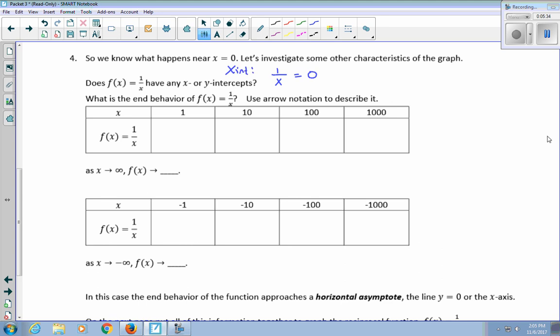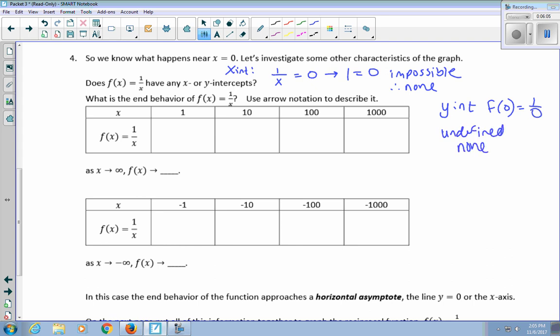Well, you'd have to multiply both sides by x to solve this, and you would get 1 equals 0, which is impossible. So there are no x-intercepts, therefore none. And then y-intercepts, those happen at f of 0, which would be 1 over 0, which is undefined. So there's none, no x or y intercepts.